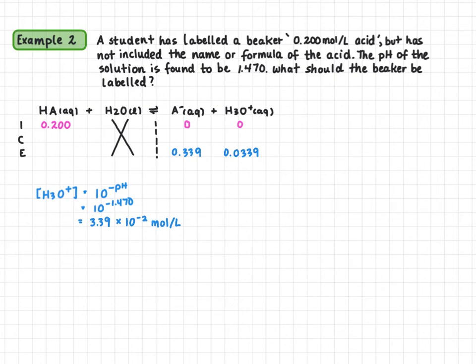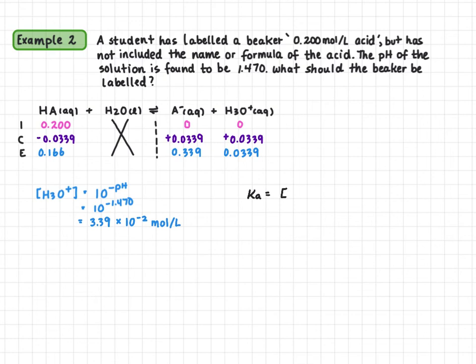So we know then that the change for our products is positive 0.0339 moles per liter, and the change for our reactant must be negative 0.0339 moles per liter. We can figure out our equilibrium concentration of our acid by adding down that column, and we're going to get 0.166 moles per liter. We can take these values that we have at equilibrium and solve for the Ka.